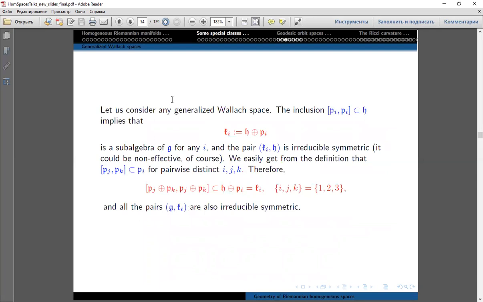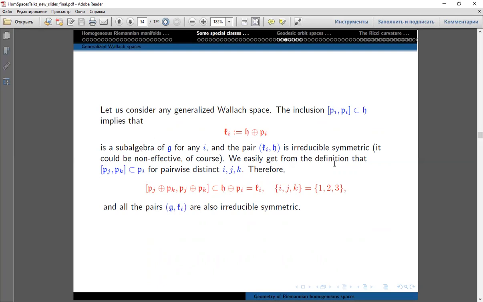Some properties of the generalized Wallach spaces. This inclusion implies that h plus Pi is a subalgebra of g for any i. Therefore, we have three subalgebras t1, t2, t3, and the pair (ti, h) is irreducible symmetric. It could be non-effective, of course, but that is not so important.